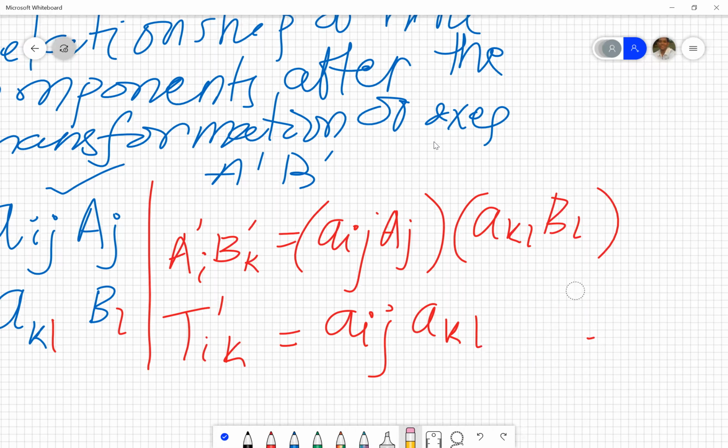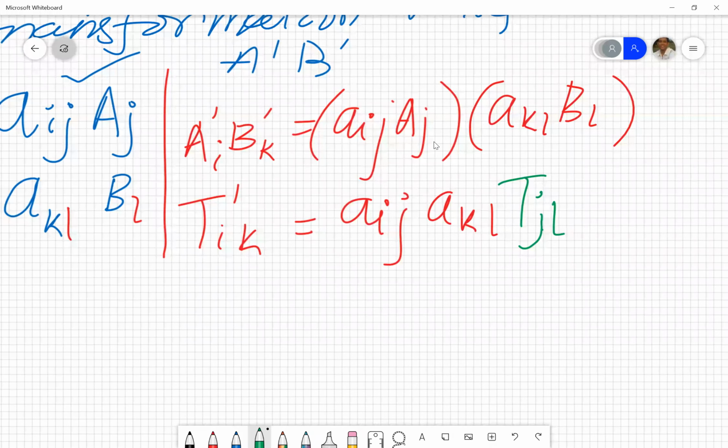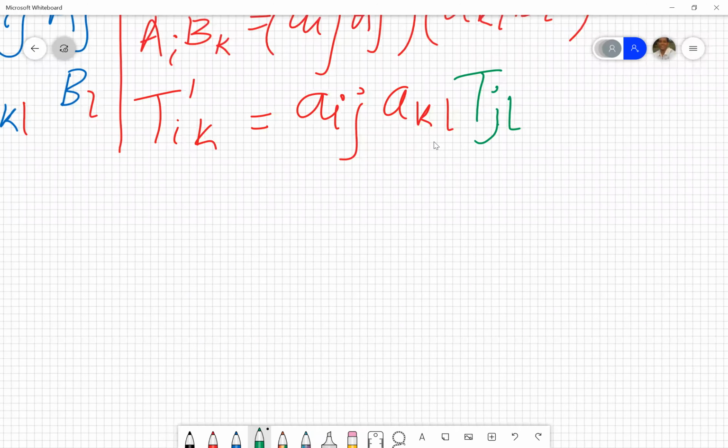Okay. So how can we write in terms of T? That will be T_JL, T_J and L. Since the stress is a second rank tensor, the components of the stress tensor can be written in the same format, the 9 component format. So we are going to write the stress components.